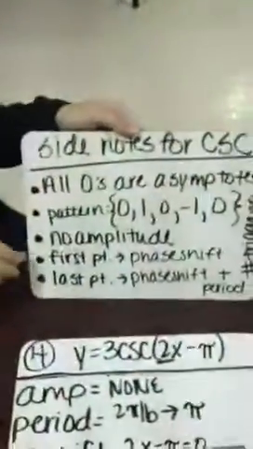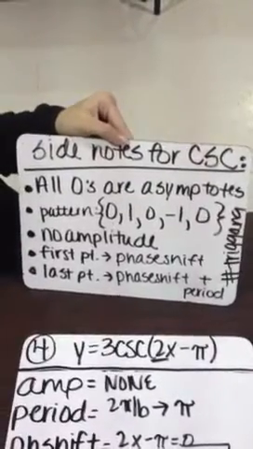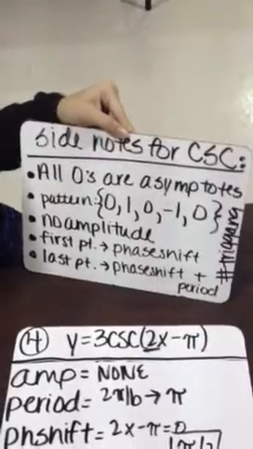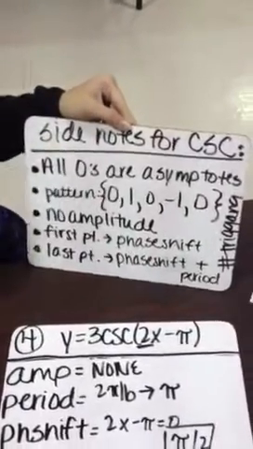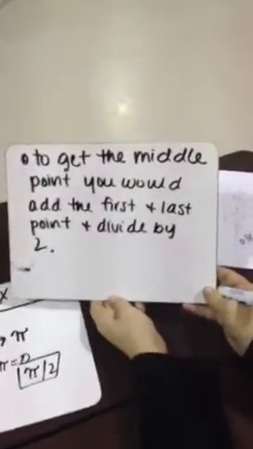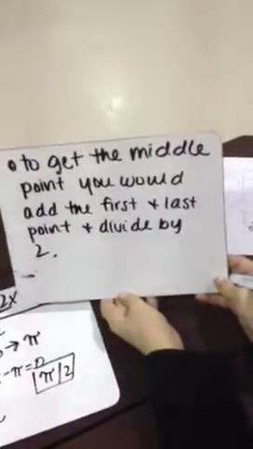Side notes, these are the important things. All zeros are asymptotes. The pattern for cosecant is 0, 1, 0, negative 1, and 0. No amplitude because it's cosecant. The first point is the phase shift, and the last point is the phase shift plus the period. To get the middle point, you would add the first and last point and divide by 2.